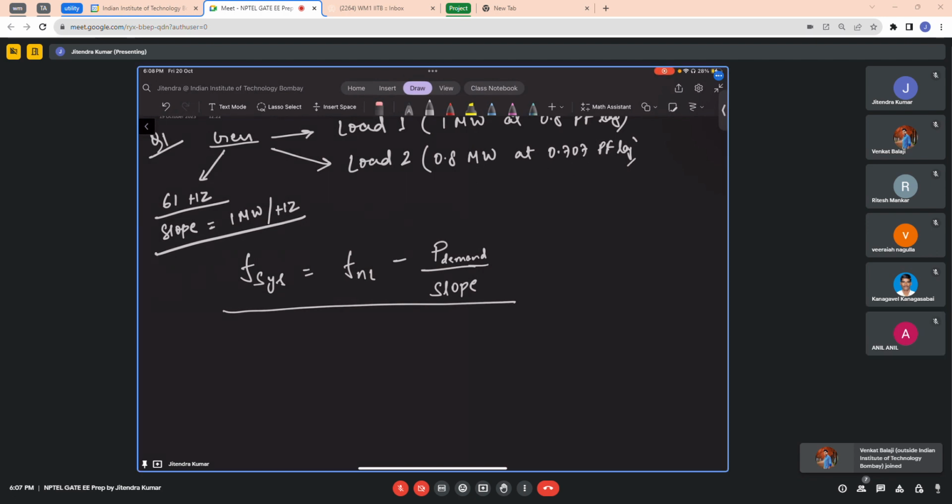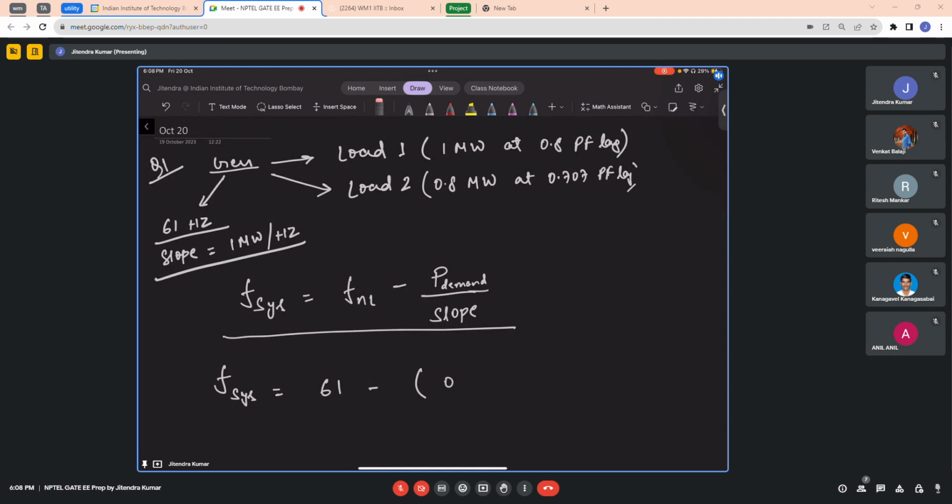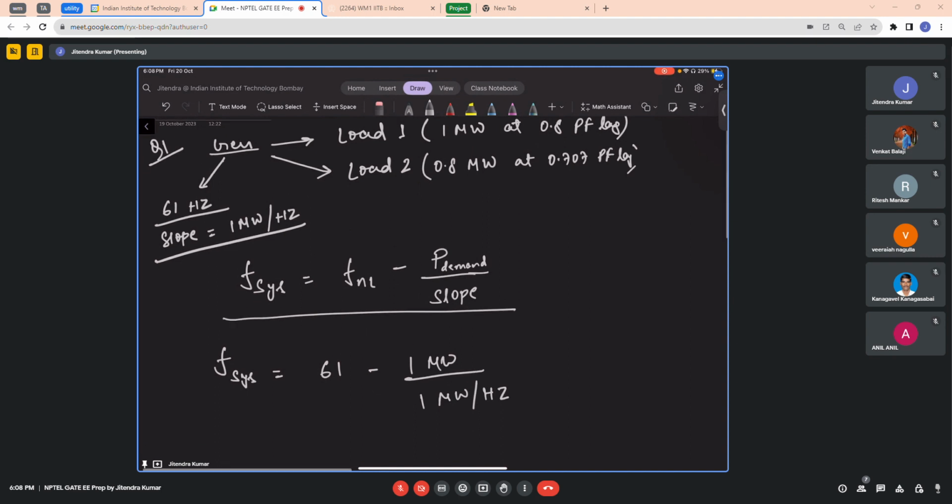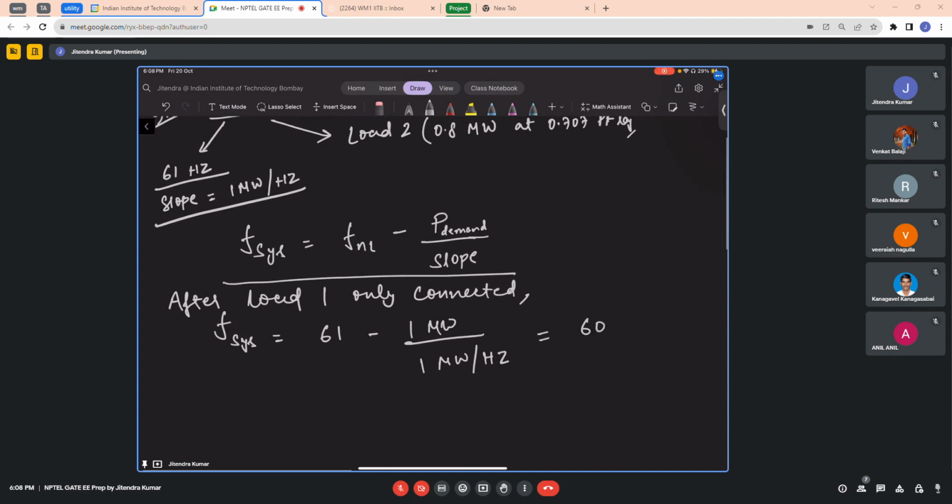So I'm moving ahead. I want to know what the frequency of the system will become when only load 1 is connected, and after that, when both of the loads are connected. So the no load frequency is 61 minus the power demand of 1000 kilowatt, or 1 megawatt, divided by the slope of 1 megawatt per hertz. So after only load 1 is connected, it will become 60 hertz.